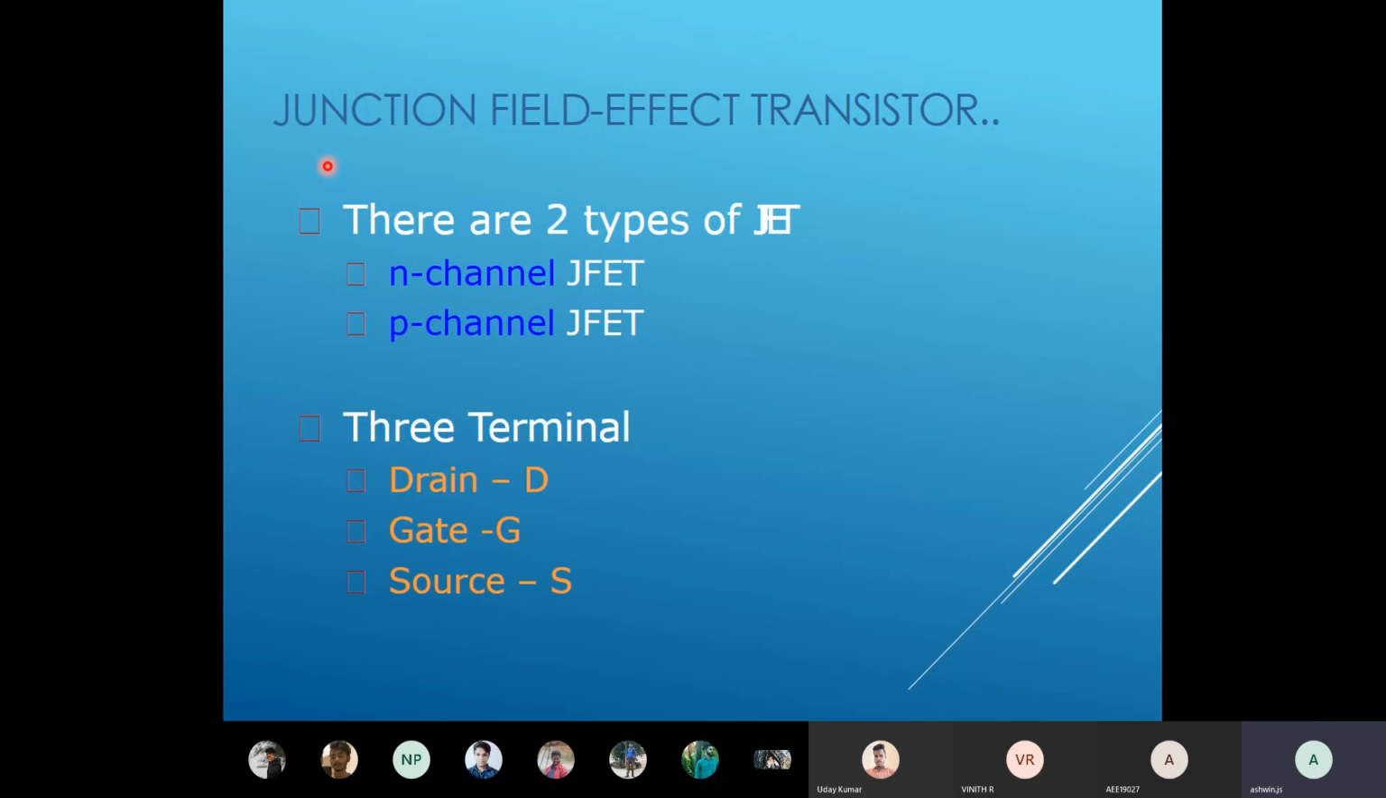And here are the types of JFET. One is the N channel JFET and the other is the P channel JFET. Two types are there. Let's see the construction so that you can know what is the N channel and what is the P channel. It consists of three terminals. One is the drain, another is the gate, and the third one is your source. Why is it named drain? It will drain all the charge carriers coming from the source. The source is used to provide the charge carriers, and the gate is used to control.